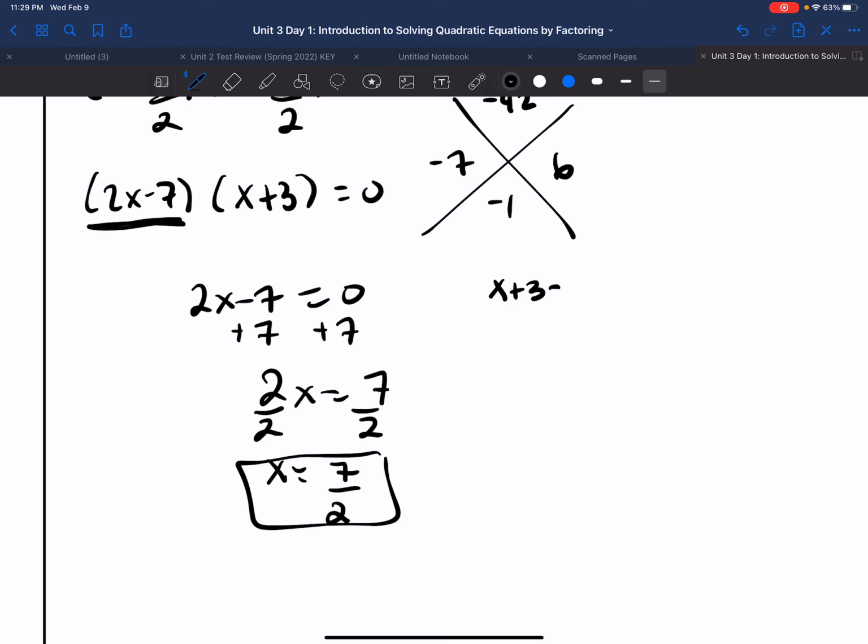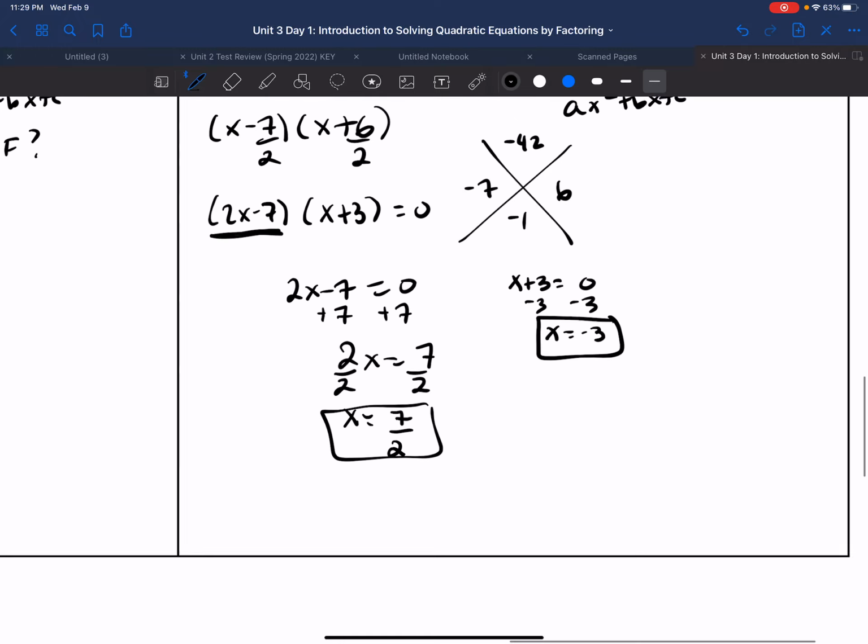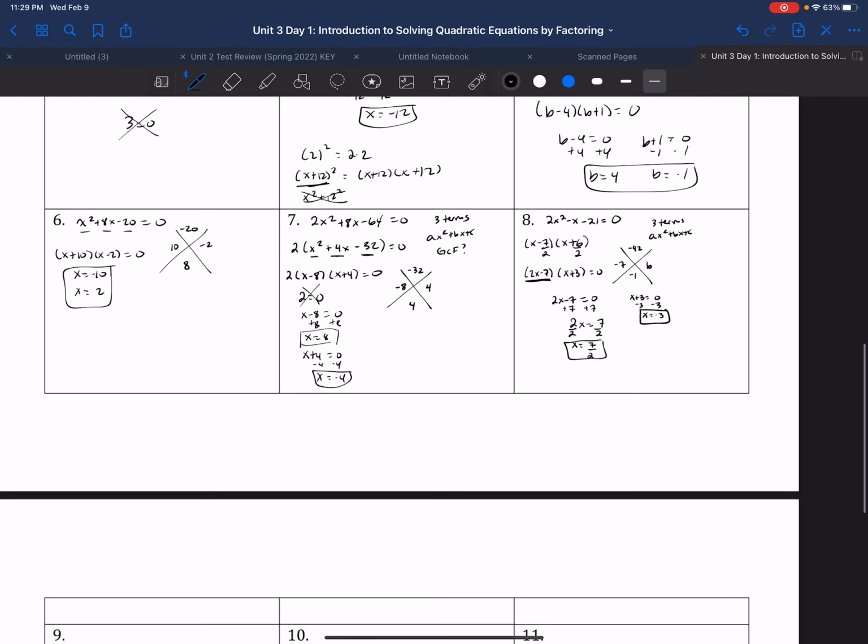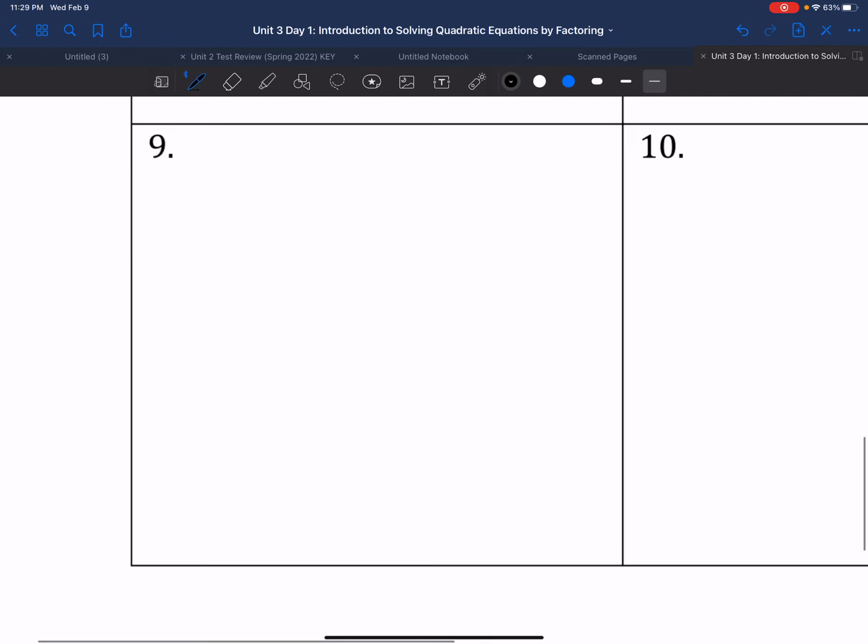x plus 3 is equal to 0. Subtract both sides by 3. x is equal to negative 3. And this is your other solution. Okay, what does a solution mean? What value makes the equation true? What makes the left-hand side equal to the right-hand side? Okay, let's go ahead and move on to number 9.